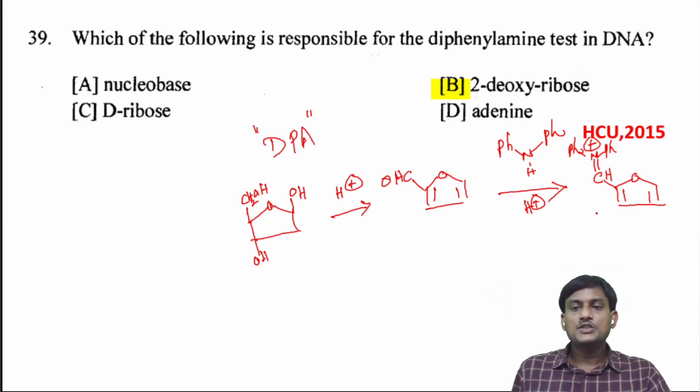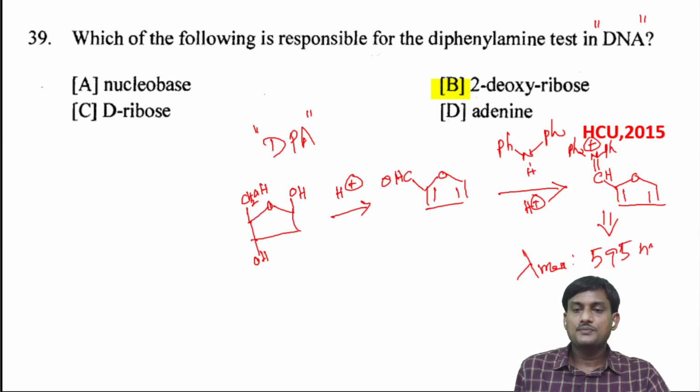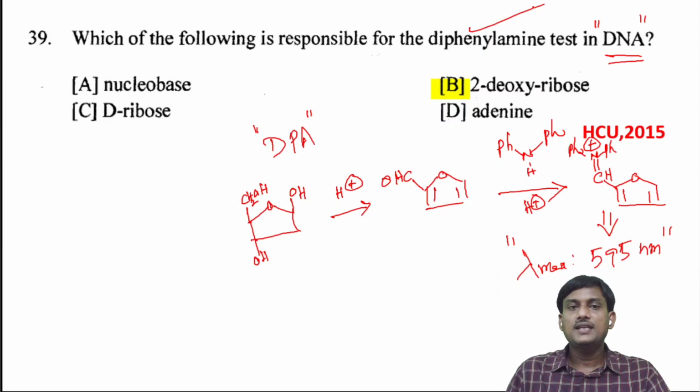Based on the intensity of the blue color, we can determine the amount of DNA present in the sample. This complex has a lambda max at 595 nanometers. By measuring the absorbance value at lambda max 595 nanometers, we can determine the amount of DNA in the sample. So what is the correct option? 2-deoxyribose, which is present in the DNA, is responsible for the diphenylamine test.